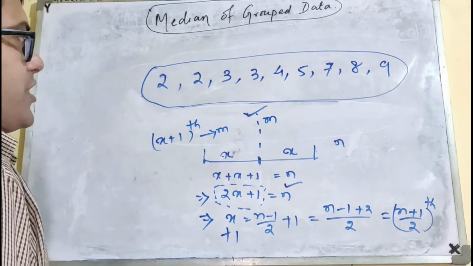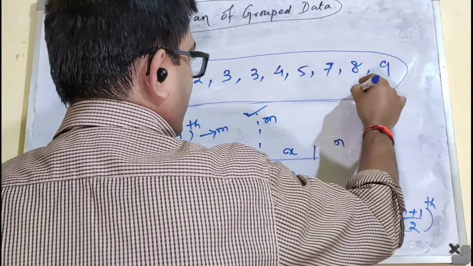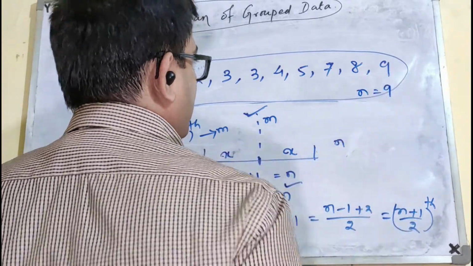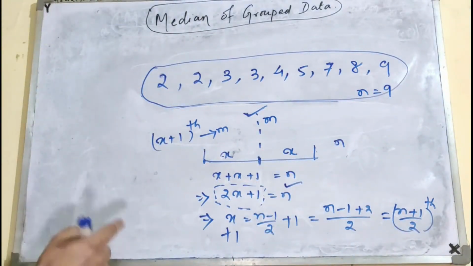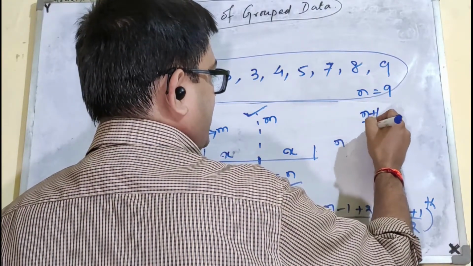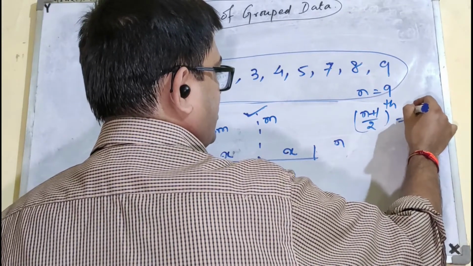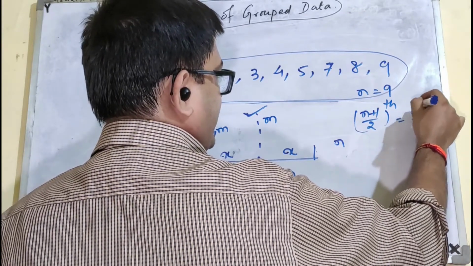Do we have an odd case here? Yes, of course. 1, 2, 3, 4, 5, 6, 7, 8, 9. So for our case, n is 9. So what is the median mark? Where is the median mark? The median mark would be the (n plus 1) by 2th term, which is (9 plus 1) by 2, which is 10 by 2, which is the 5th term.